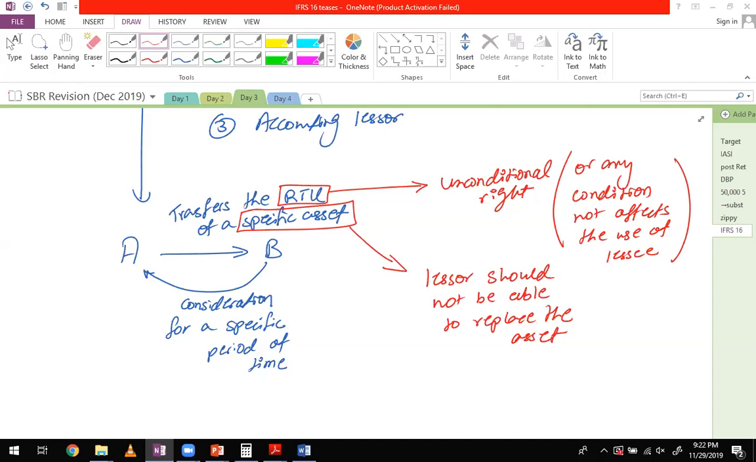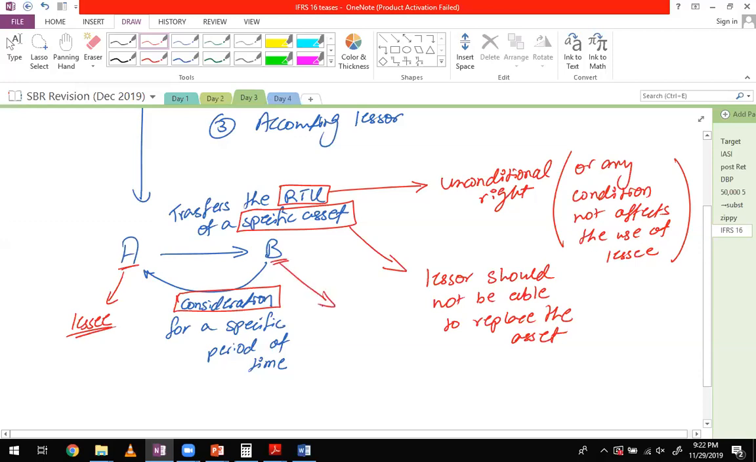Okay. So now the third criteria is the consideration, that there should be a consideration in this case. So if there's no consideration for the lease agreement, then we do not consider it to be a lease. In this case, we call the A as the lessee and we call B as the lessor.